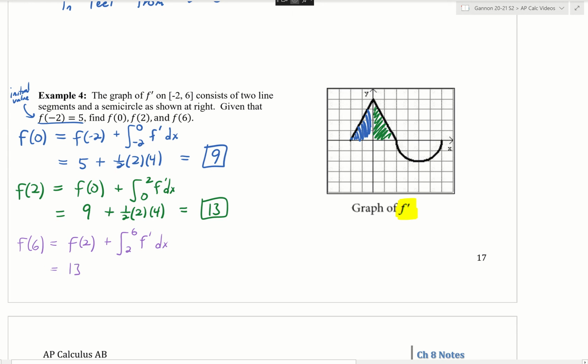Now, this time, when we look at the graph from 2 to 6, we have this area, which is a semicircle, and it is below the x-axis. So the fact that it's below the x-axis means the area is going to be negative. It's a semicircle, so we're taking half the area of the circle, which is half of pi r squared, and in this case, the radius is 2. So if we simplify that, we're going to get 13 minus 2 squared is 4, half of 4 is 2, so 13 minus 2 pi, and that's f of 6.